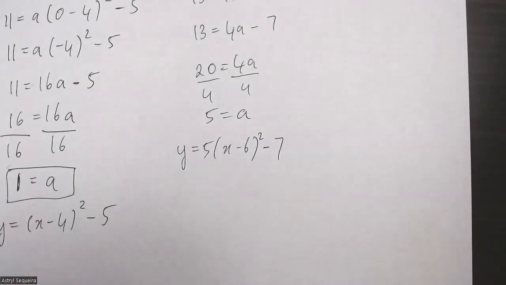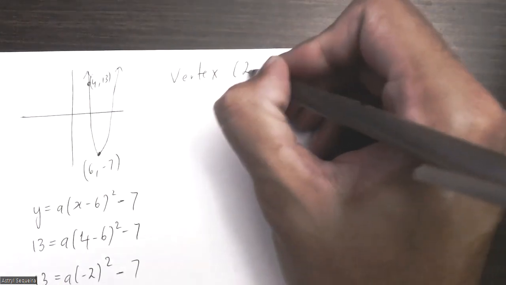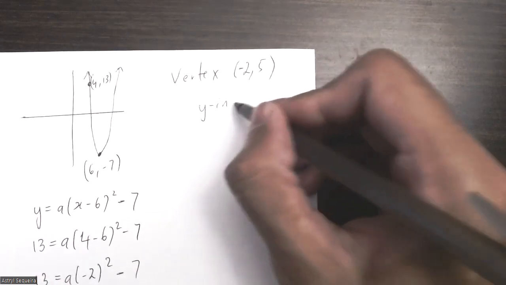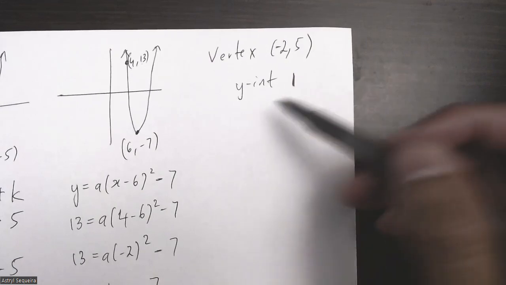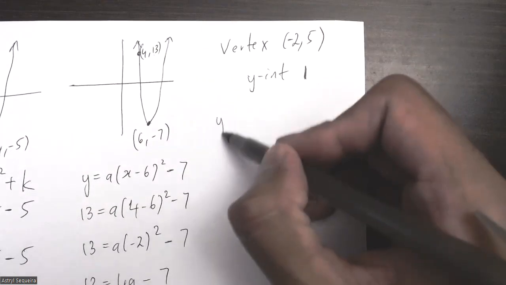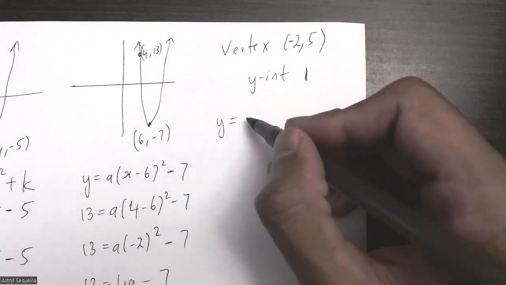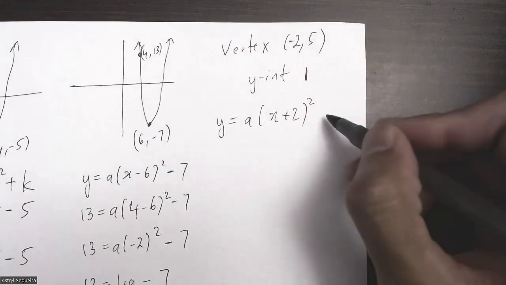And the next type of question is pretty much identical to this, except instead of a graph, we're given points. So it gives us a vertex of (2, 5), and it tells us that the y-intercept is 1. Now you could just do a sketch of this, but why waste your time with a sketch? We're following the exact same procedure here. I'm going to start by subbing in the vertex into this equation. So y equals a(x plus 2) squared plus 5.